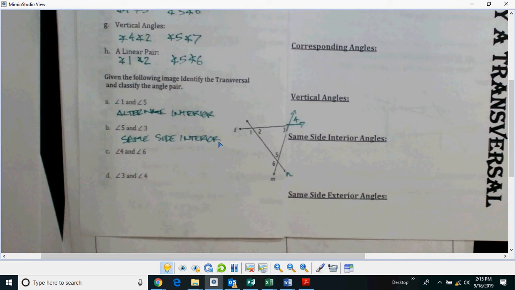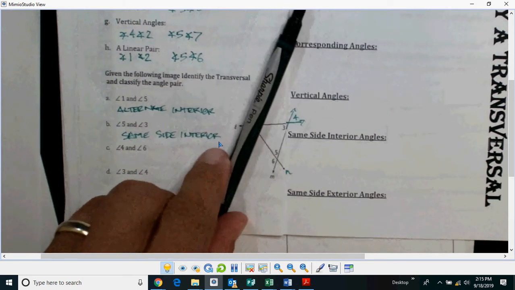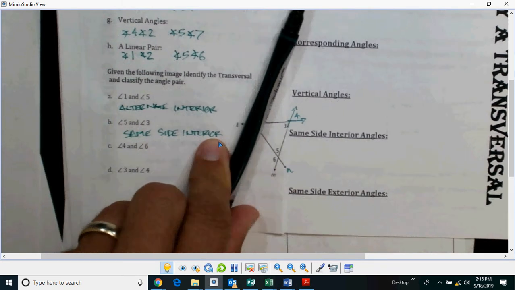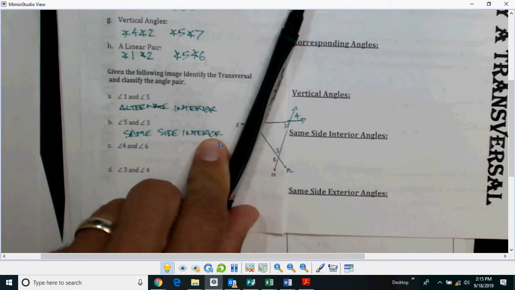What about 4 and 6? Again, I'm going to look at just this part. What about 4 and 6? Alternate exterior.